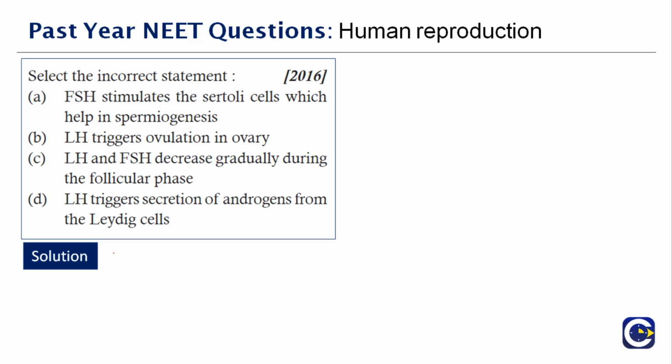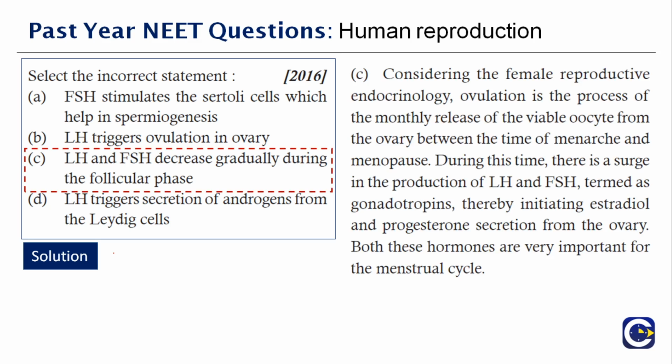During this time, there is production of LH and FSH, termed gonadotrophins, thereby initiating estrogen and progesterone secretion from the ovary. Both hormones are very important when it comes to the menstrual cycle. Therefore, they will not gradually decrease. Therefore, the right answer is option C.